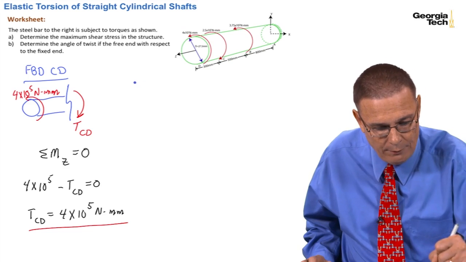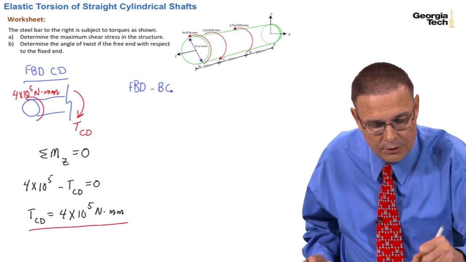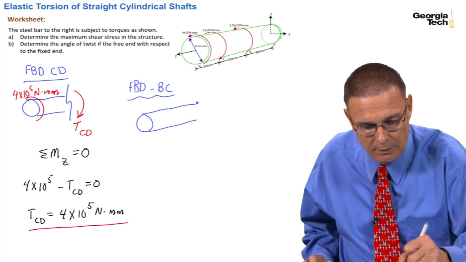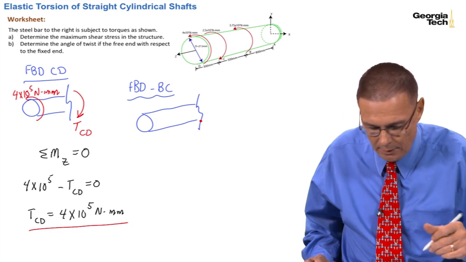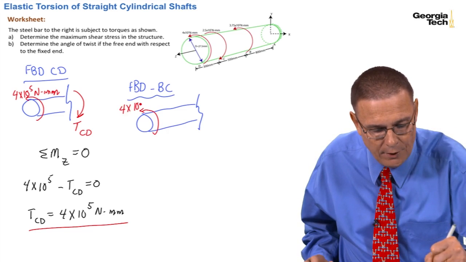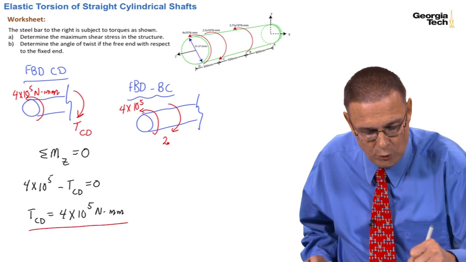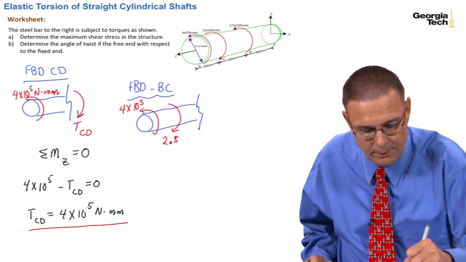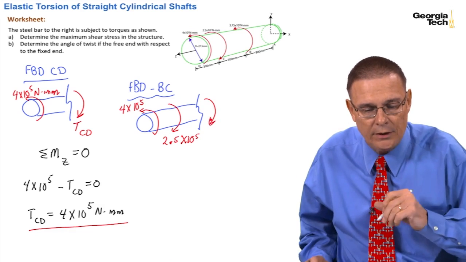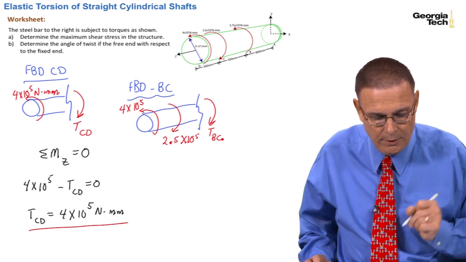And so we have the FBD from B to C. Here's my shaft. I'll cut it between B and C. I've got the applied torque at the end, 4 times 10 to the 5th, and again I'm going to leave off units. Then I have in the opposite direction 2.5 times 10 to the 5th. And then I have my resisting torque inside that section when I cut it, which is TBC.